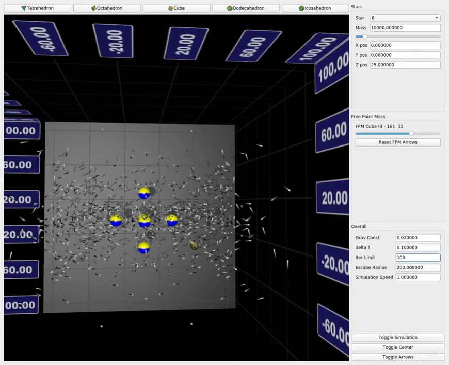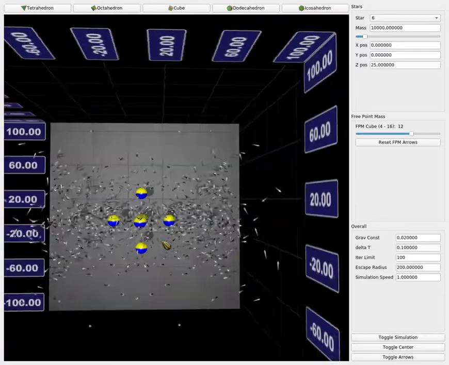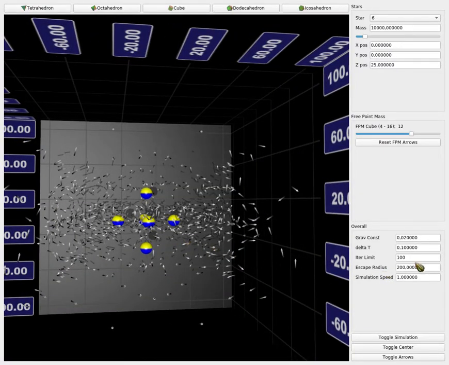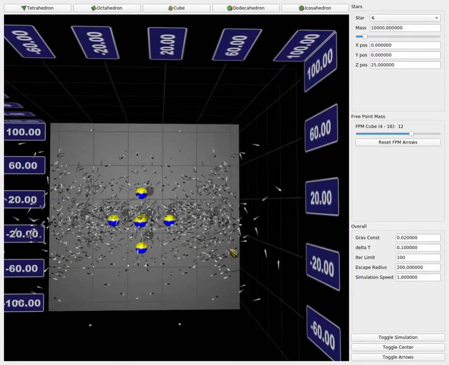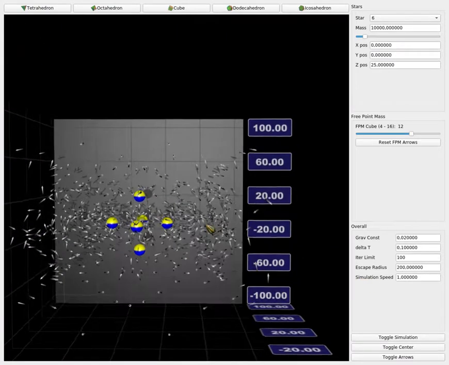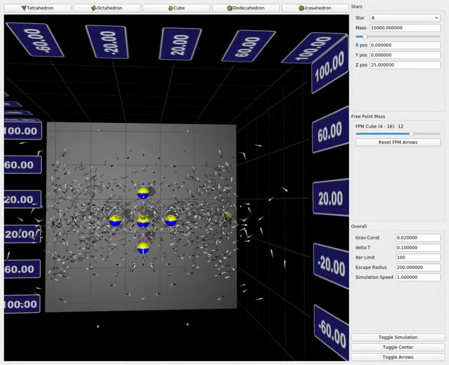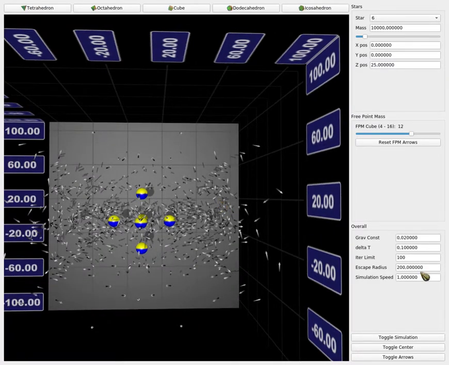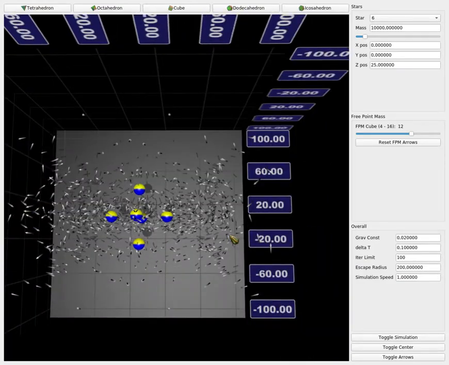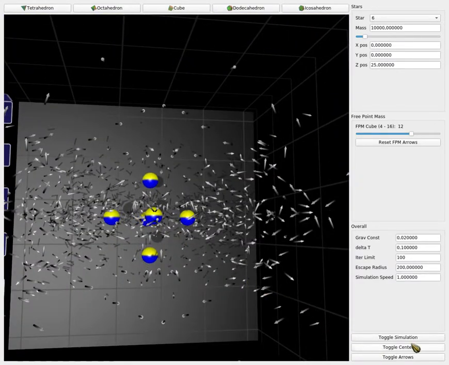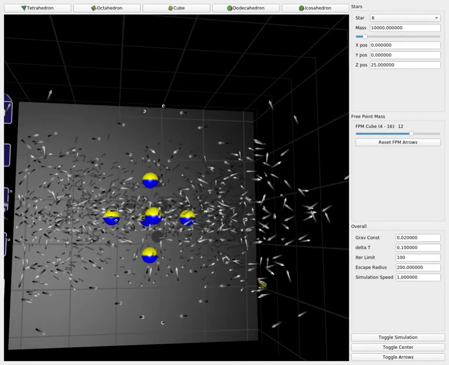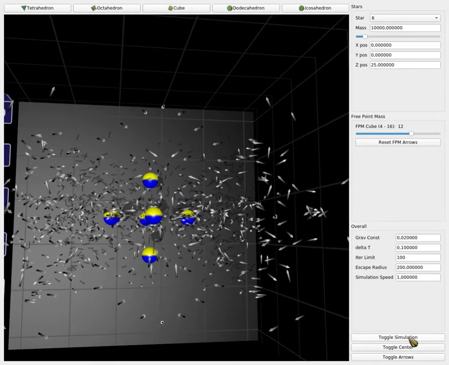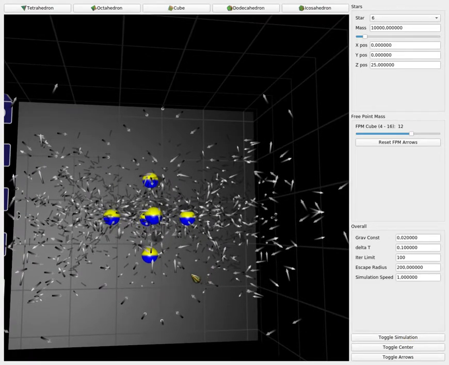Right now, this isn't being used for the visualization here, because this isn't the MGS itself. The escape radius, similarly, is not being used, but that just represents how far out the free point masses can go before we consider it having escaped from the system. All right. And then we got simulation speed, which isn't wired in yet, but that controls how fast the simulation runs. Okay. So with that, let's play around with this. Let's restart this.